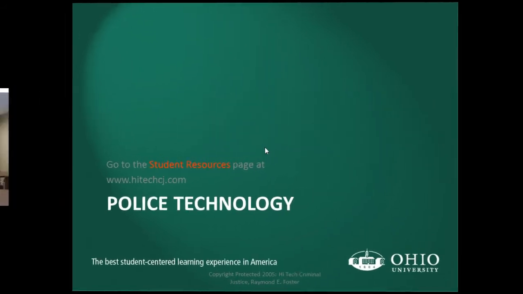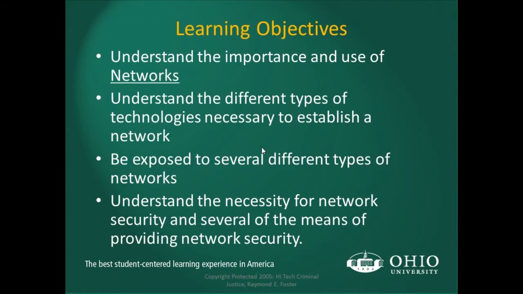Next, chapter 4, we're going to talk about networks, just basic parts to networks. Some of the learning objectives here are understanding the importance and use of networks, understanding the difference between technologies used to establish networks, being exposed to several different types of networks, and then understanding the necessity of networks, security, and several of the means of providing networks.